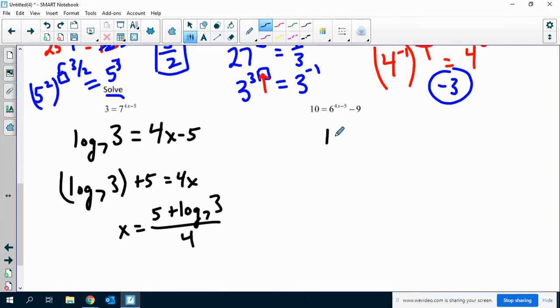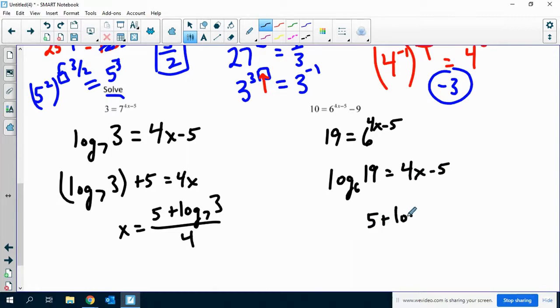Finally, I'm going to add 9 to both sides in this equation. So I have 19 equals 6 to the 4x minus 5. I'm going to do log base 6 of both sides. So log base 6 of 19 equals 4x minus 5. I'm going to add 5 to both sides and divide by 4. So x equals 5 plus log base 6 of 19 over 4.